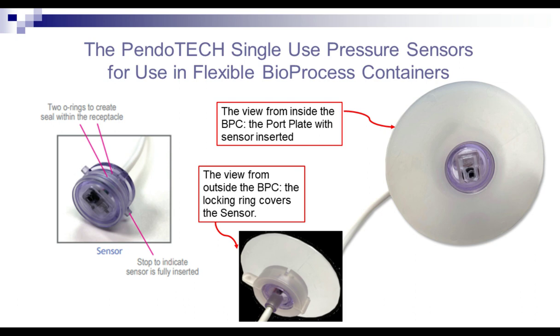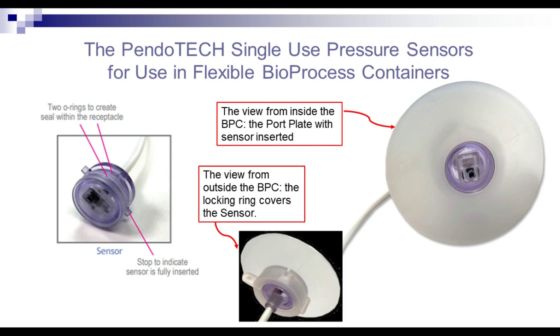And to ensure that the sensor is securely on the port plate, there is a locking ring that you see in that bottom middle picture that holds it in place. The view from inside the bioprocess container or bag would be the upper right corner picture, and the view from the outside of the bag would be the bottom middle picture.